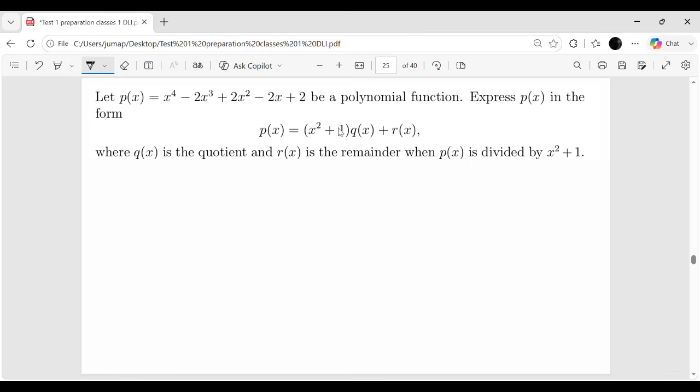So this is the divisor, the quotient, and the what? So let me just label them. So this is the divisor, the number that is dividing the polynomial. Then this one is the quotient, the number that comes out after dividing. Then this one is the remainder, the number that remains after dividing. Okay, so now they're saying that where q of x is the quotient, r of x is the remainder, and p of x is being divided by x squared plus 1.